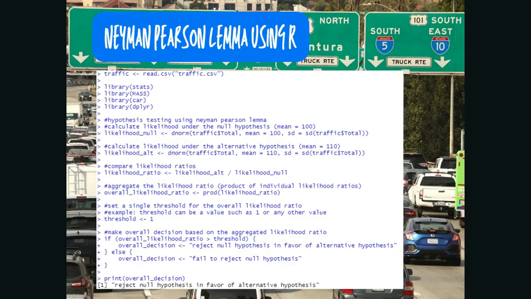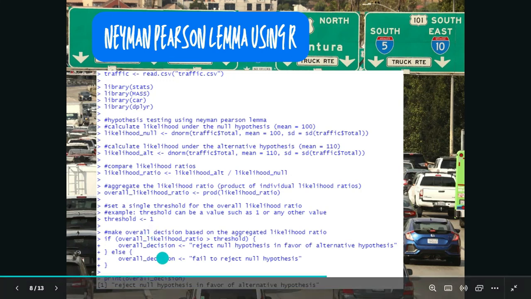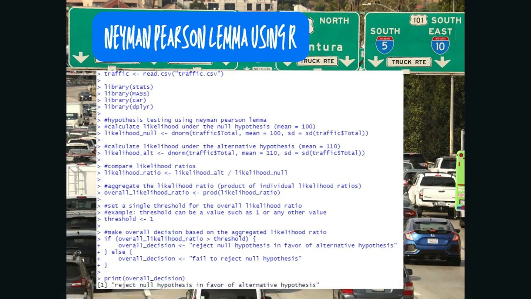And here I wanted to get into the mathematical statistics I want to show you. Here I use the Neyman-Pearson lemma using R. The purpose is to test a hypothesis about the mean traffic flow during peak hours. Basically, I calculate the likelihood under the null hypothesis, in this case mean is 100, and the alternative hypothesis, which is 110, and then compare the likelihood ratios to make a decision. The output is whether to reject or fail to reject the hypothesis based on the likelihood ratio being greater than the specified threshold.